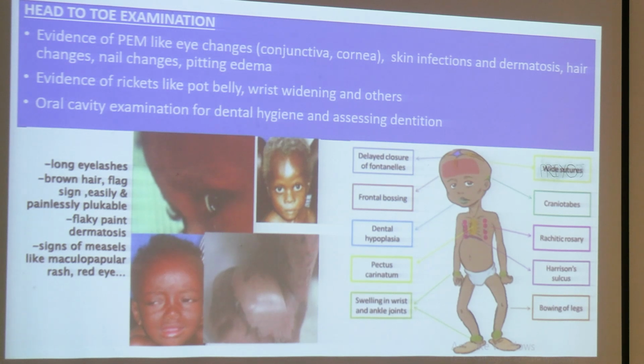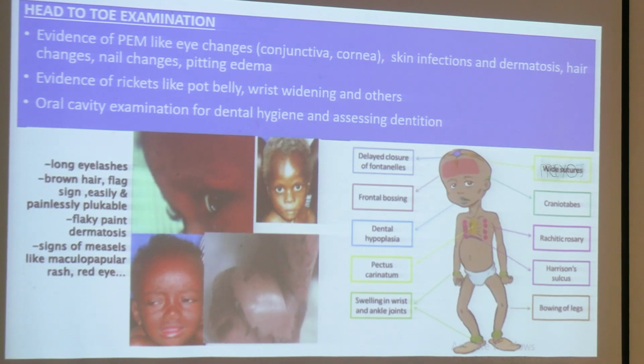So evidence of rickets like pot belly, wrist widening, others. There is delayed closure of fontanelles. In the diagram you can see there is delayed closure of the fontanelles during malnutrition, frontal bossing, dental hypoplasia, pectus carinatum, swelling in the wrists and the joints. Then there are wide sutures, craniotabes, rachitic rosary, Harrison sulcus and bowing of legs.